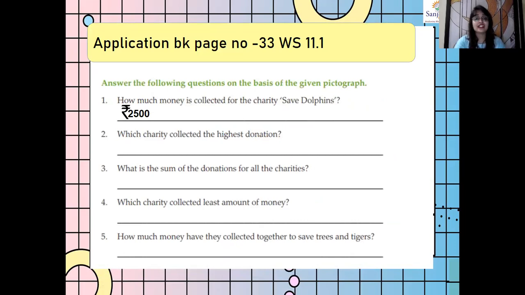Which charity collected the highest donation? The highest donation, that is of rupees 5000, has been collected by the Save Tigers charity. So you will write their answer as Save Tigers.